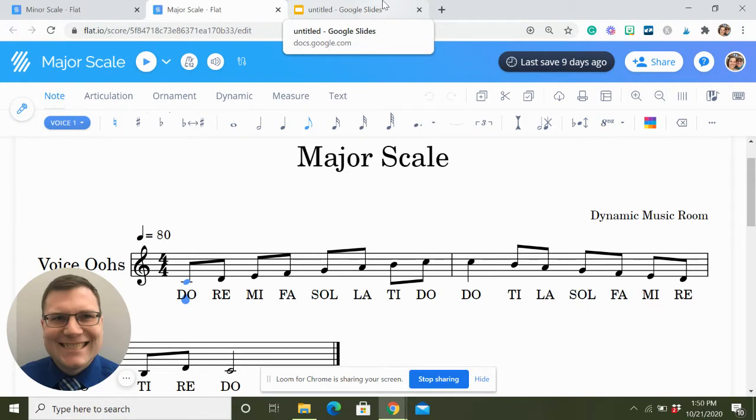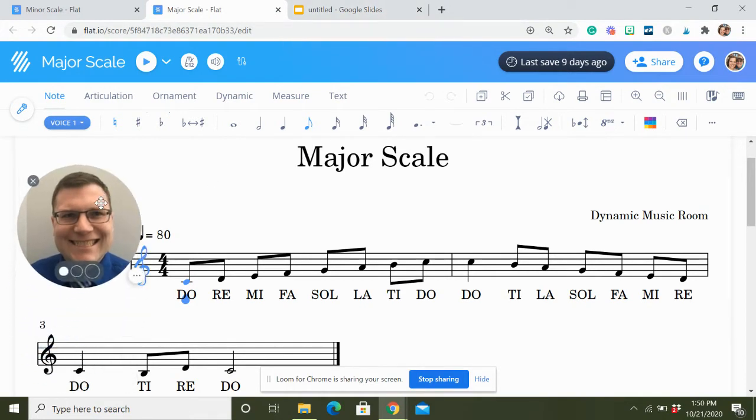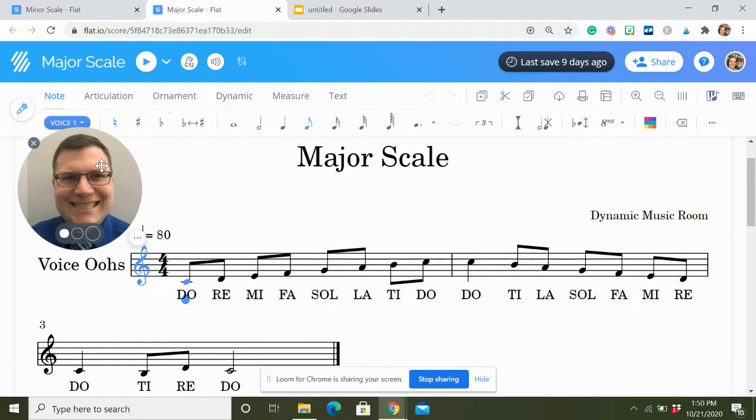Got to get my voice ready to go. So prepare yourselves. Do, re, mi, fa, sol, la, ti, do, ti, la, sol, fa, mi, re, do, ti, re, do. All right. Oh, geez. Zach, your voice is kind of rough. Well, sorry about that. You don't have to listen to me, but you can if you want to.